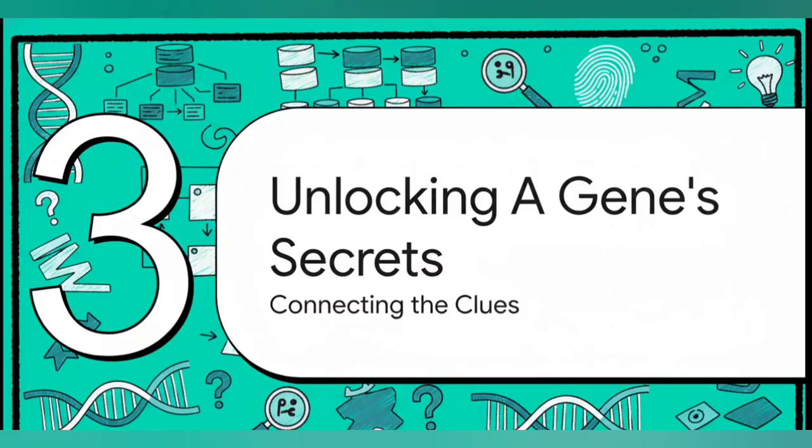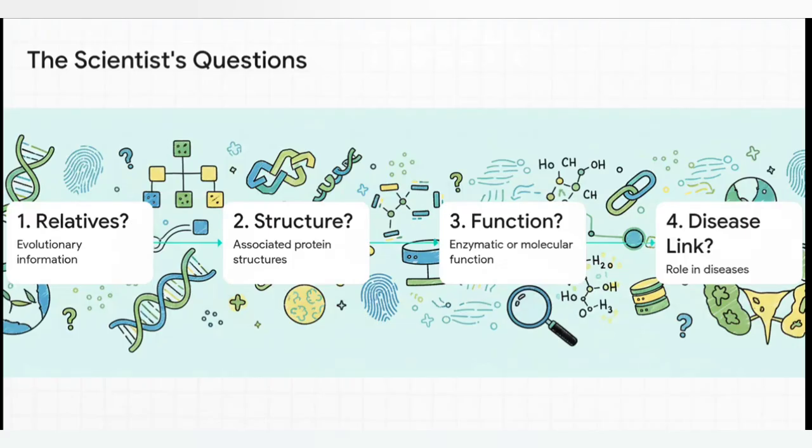Okay, our gene is officially in the system. Now the real investigation can get started. It's time to pound the digital pavement and start connecting the clues to figure out what in the world this mystery gene actually does. And a researcher starts by asking some really basic questions. First, who is this gene related to in the grand tree of life? What's the actual physical shape of the protein it makes? What is its day job inside the cell? And, maybe most importantly, is it connected to any diseases we know about?